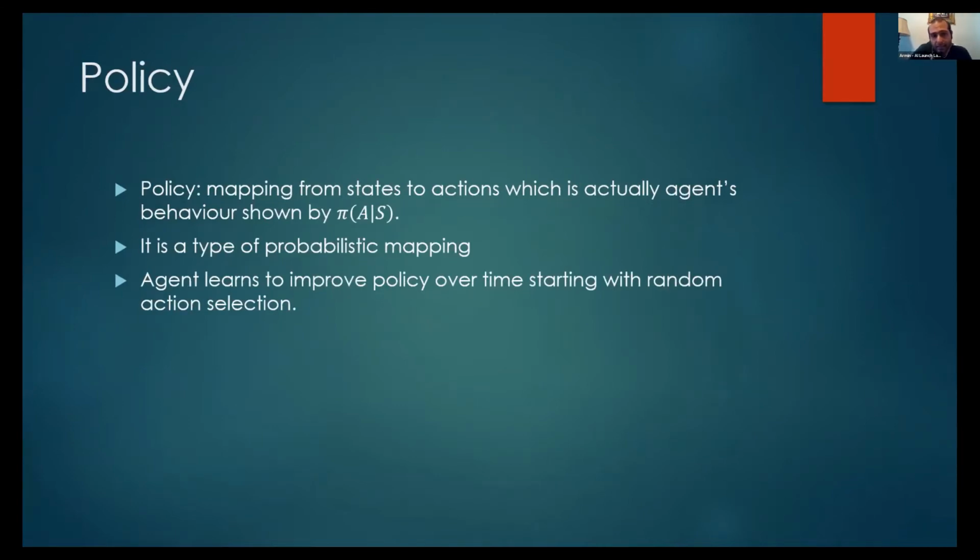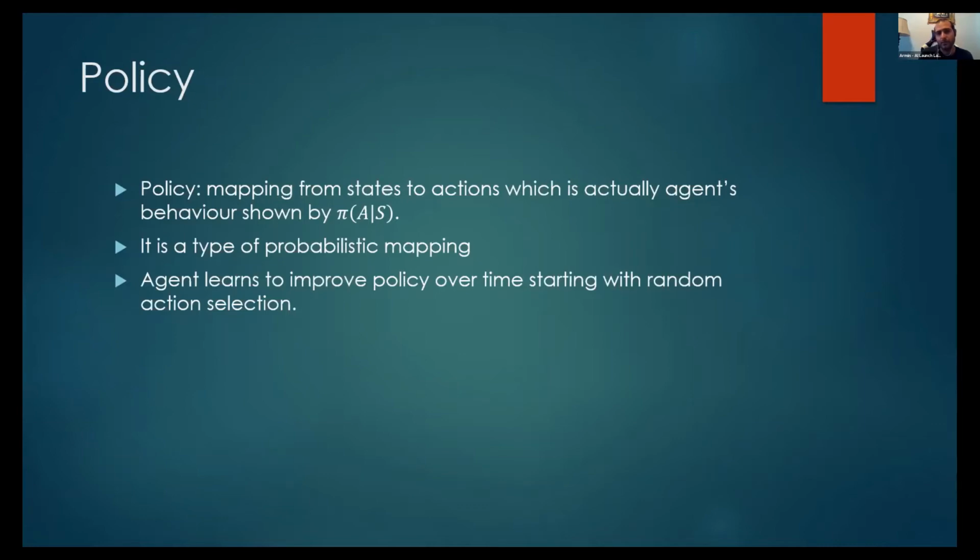Policy, and this is at the core of reinforcement learning. I think this is the most important thing that everybody should know. Policy is a mapping from states to actions, which is actually an agent's behavior. We show it with pi, and we have doing action a when we are at state S. So this is the definition. And it's a kind of probabilistic mapping.